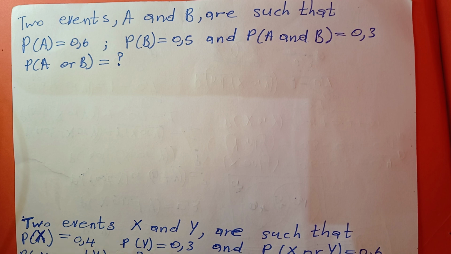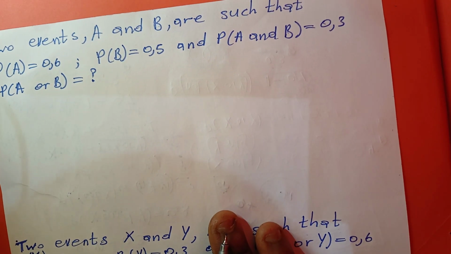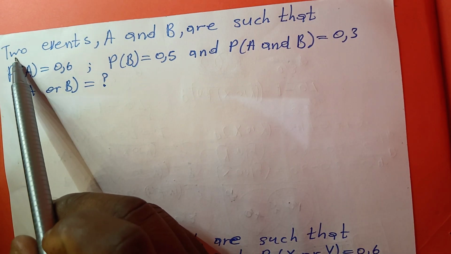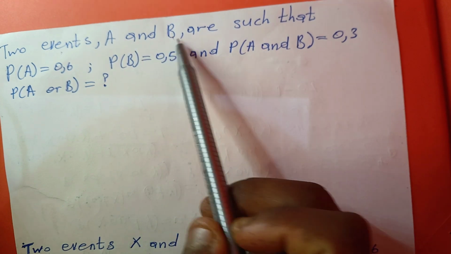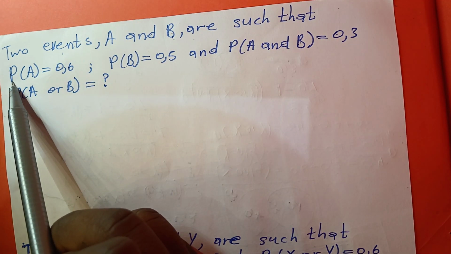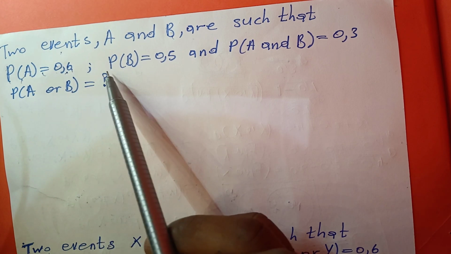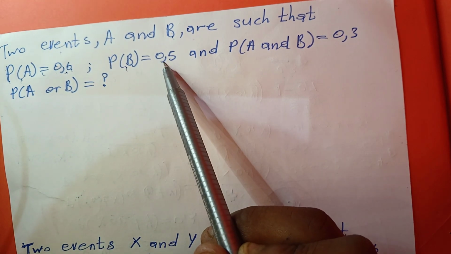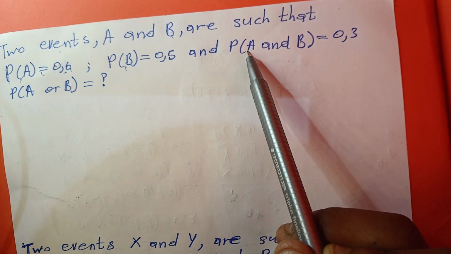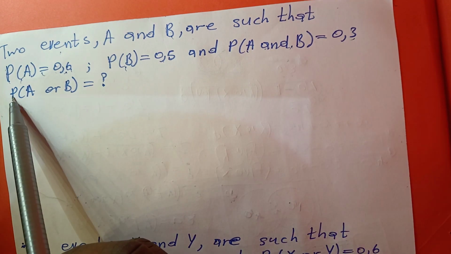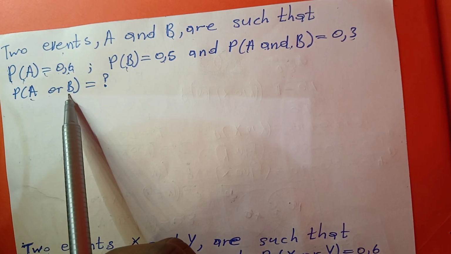So in this video, I just want to show you how important the general equation is. So here's a question. This one is a probability question. It says that two events A and B are such that the probability of A is equal to 0.6 and the probability of B is equal to 0.5 and the probability of A and B is equal to 0.3. So determine the probability of A or B.